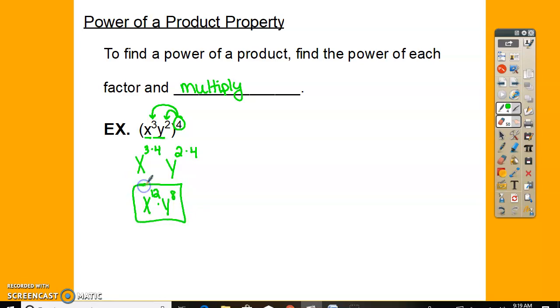There's nothing else I can do with that because those bases are not the same. So you cannot add the exponents here. The bases are not the same. So that is your final answer.